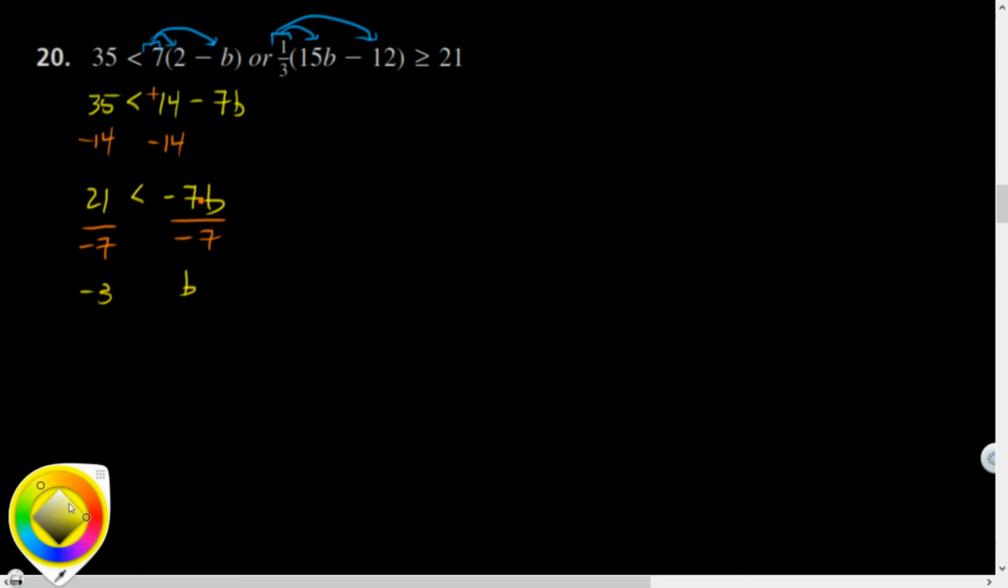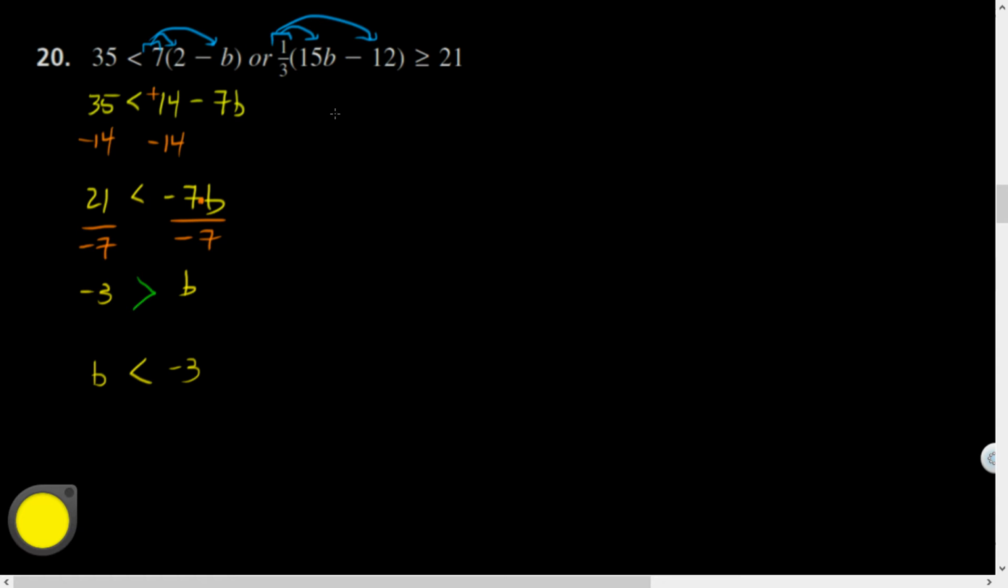I've got a B, and you must flip it, right? Because we've got this like divide by a negative. You must flip it. And then we'll put the variable on the other side, because why would you do that? So once again, you must flip it. There we go. So B is less than -3 for this inequality.